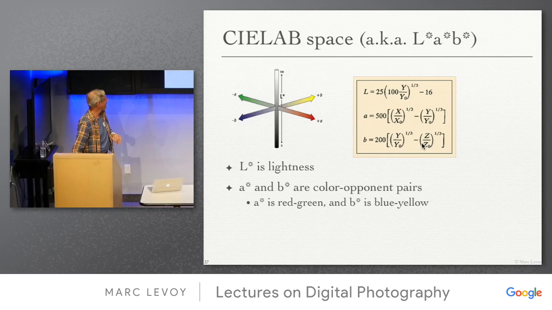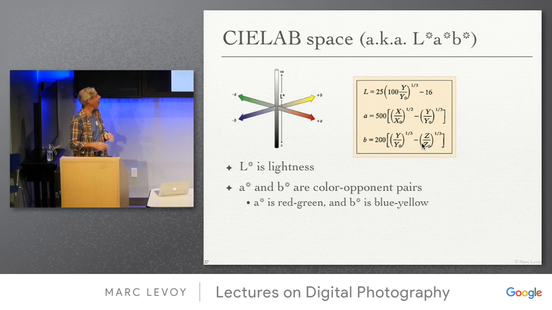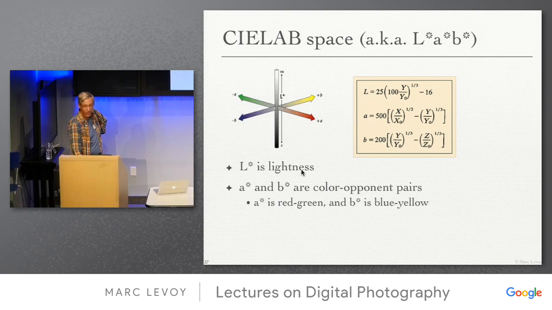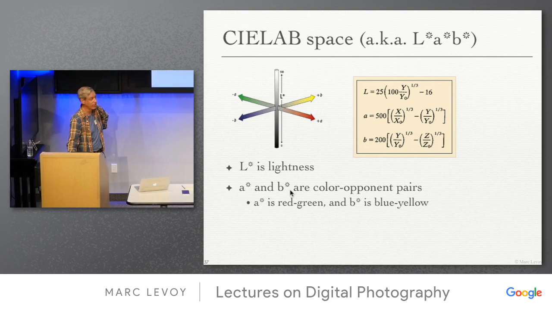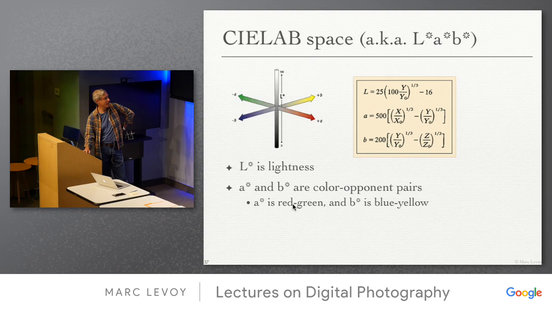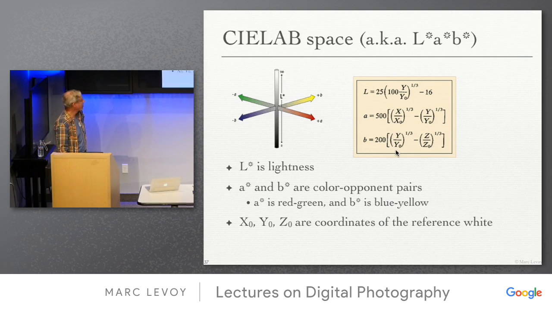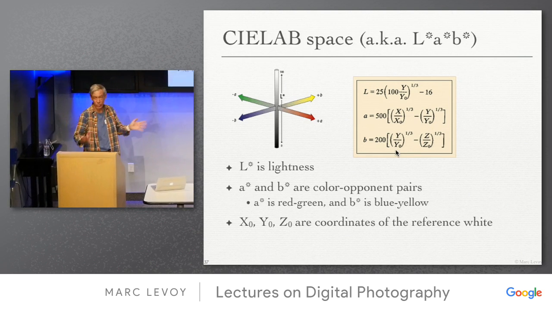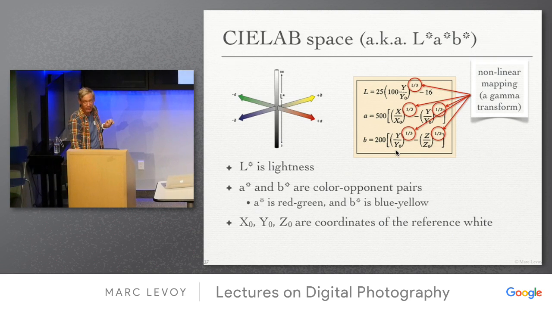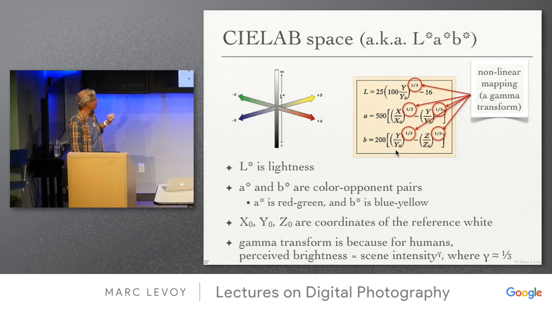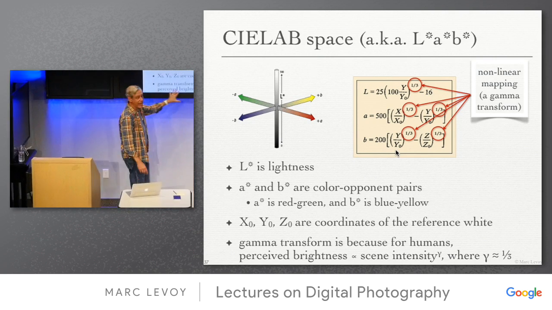There are several of these spaces. Here's one of them, L star, A star, B star. This is lightness, and A and B are color opponent pairs, which I'll talk about in a moment. You can think about this as being sort of in the reddish greenish and this sort of being in the bluish yellow, and here are the actual formulas. In that formula, the x0, y0, and z0 are the coordinates of a reference white. So you have to choose a reference white. And then look at the powers there. That's kind of interesting. What those powers are doing is they're effectively a gamma transform.